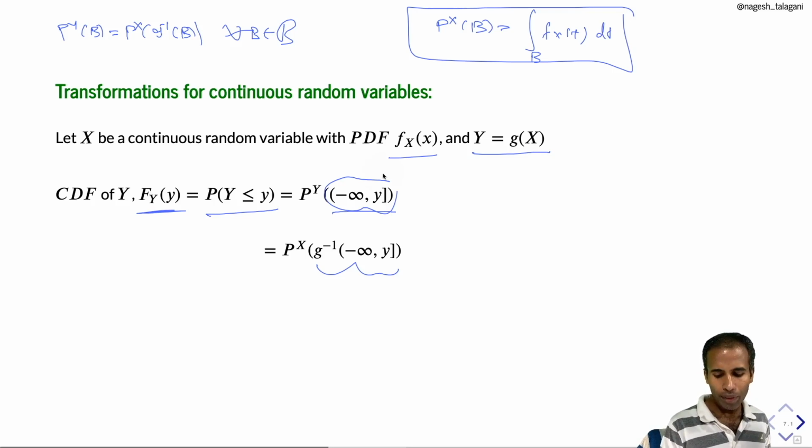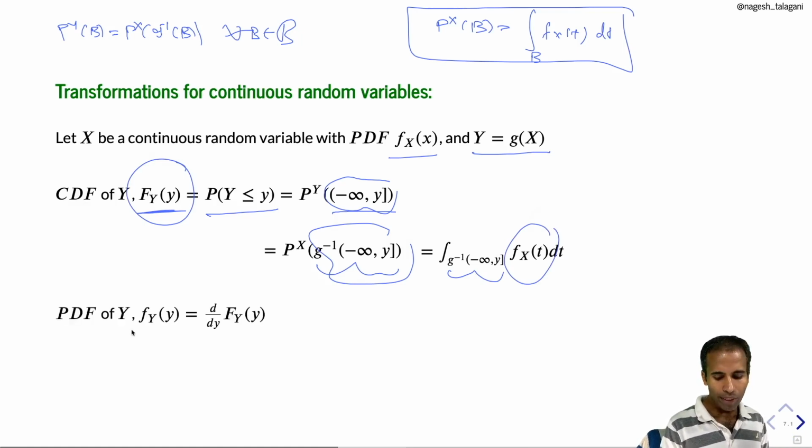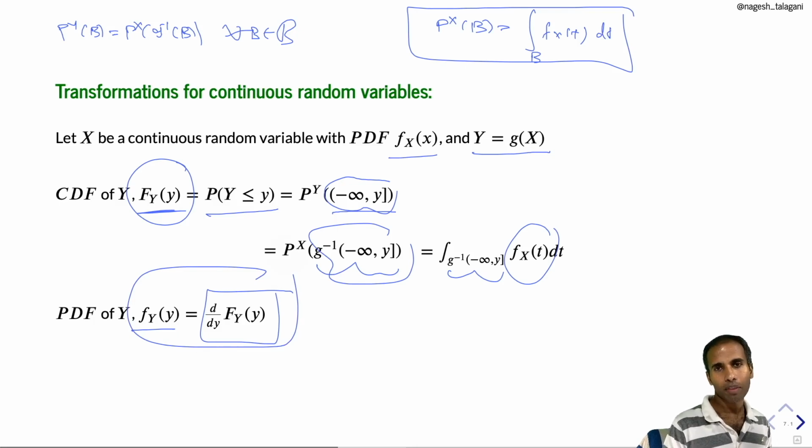Okay, in particular for this Borel set also it should be what? The integral of the PDF over this Borel set g inverse of the interval minus infinity to closed y. This is how we can get the CDF of Y in terms of the PDF of X. Once you get the CDF, you can differentiate it to get the PDF of Y. So the PDF of Y is going to be the derivative of the CDF of Y. You simply differentiate the CDF of Y, you get the PDF of Y. Fine.